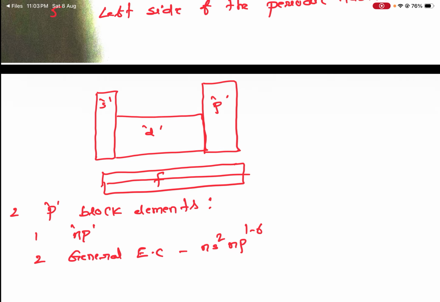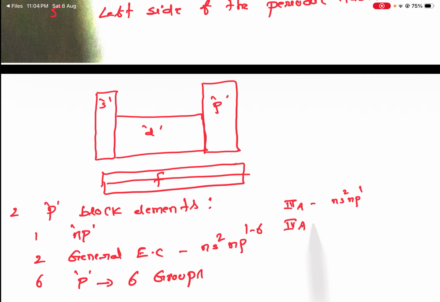Next, this P block contains 6 groups, as the total number of electrons in the p orbital is 6. That is, third A group elements are called the boron family. Its general electronic configuration is ns2 np1. Third A contains 3 valence electrons.